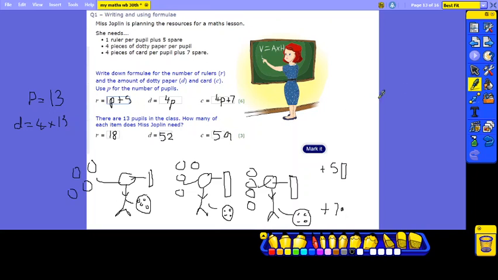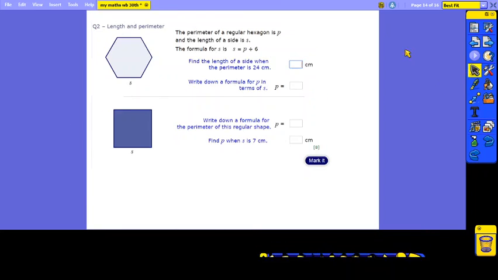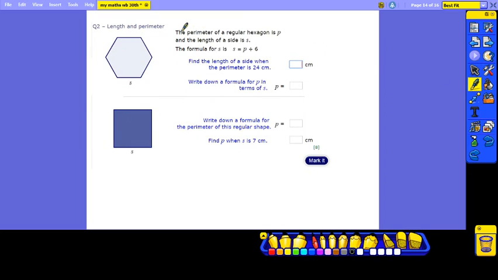There we go. Let's have a look at the next question. This one's to do with length and perimeter using formulae. So it's saying to me the perimeter of a regular hexagon is P, and the length of the side is S. So I know that S add S and S and S and S and S is going to equal P. Or I know that to work out what that S is, I can have the whole perimeter and divide it by 6 because I know they are all equal.